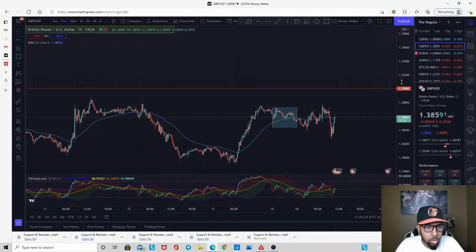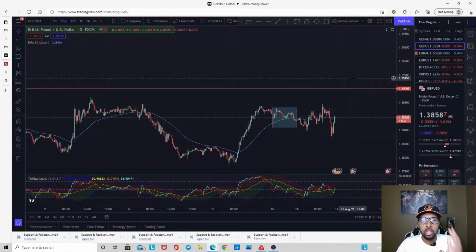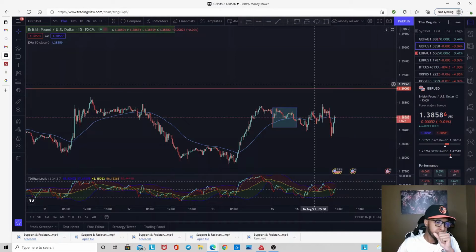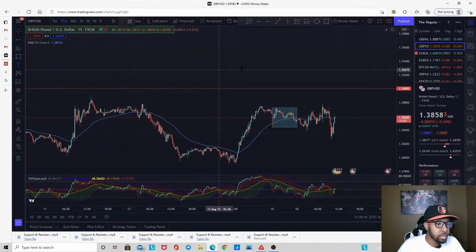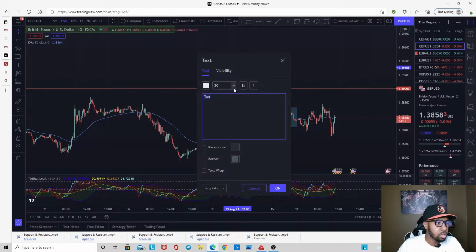With this support and resistance video, we're going to be talking about the major levels, the major key levels. These major key levels that I have found to be pretty important, I call the levels of 25. What I mean by levels of 25 is the increment numbers of 25.